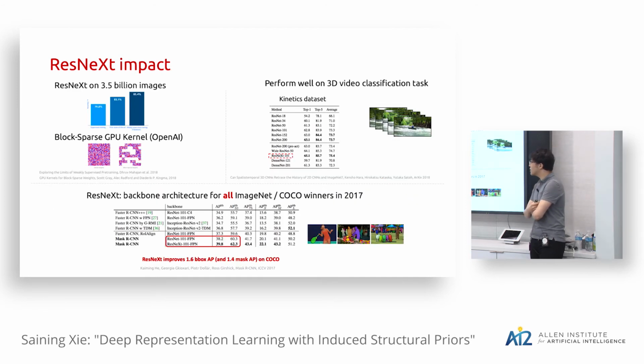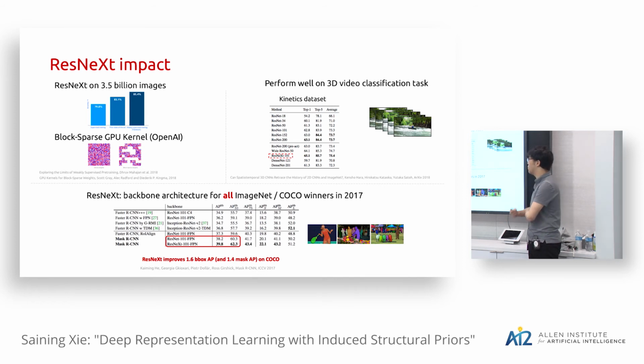And after ResNext, there are a lot of follow-up works. There's one recent one, training ResNext on 3.5 billion images. This is a network they're using at Facebook. What they are doing is training ResNext on 3.5 billion images from Instagram and using this kind of pre-trained network to do the ImageNet classification tasks. And they can achieve much better benchmark results on ImageNet 1K.